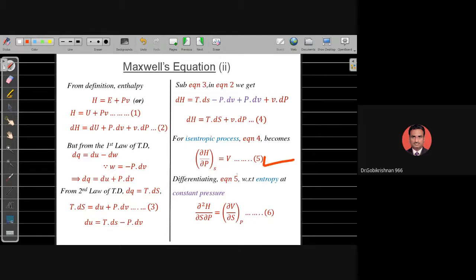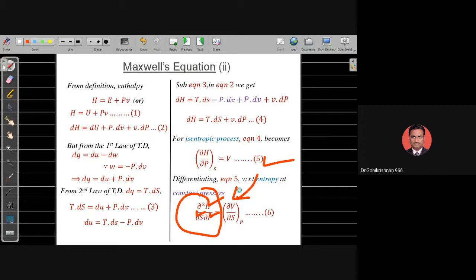The next step, what I am going to do is differentiate equation number 5 with respect to entropy by keeping the pressure constant. I got this equation. But what about H? H is a state function. If you look at the term on the left side, first H is differentiated with respect to S and then P. If you differentiate H first with respect to P, then S, it is not going to change because H is a state function.